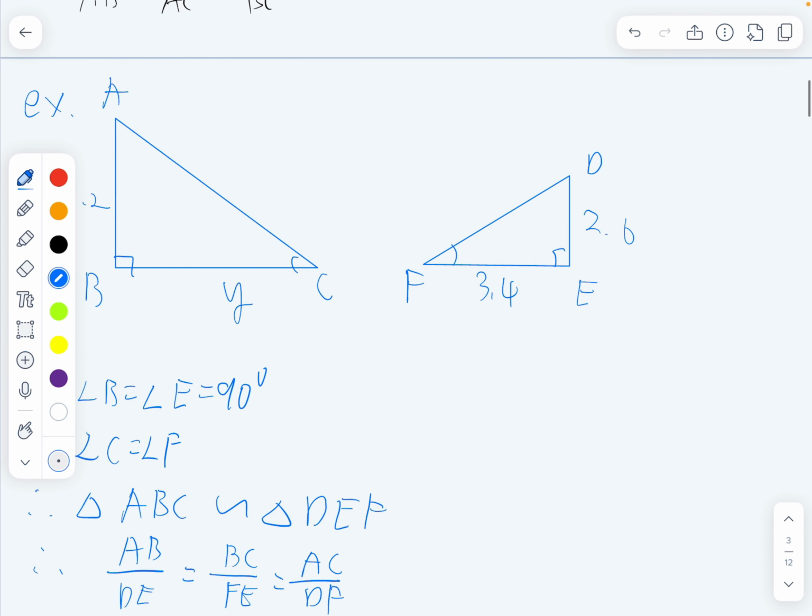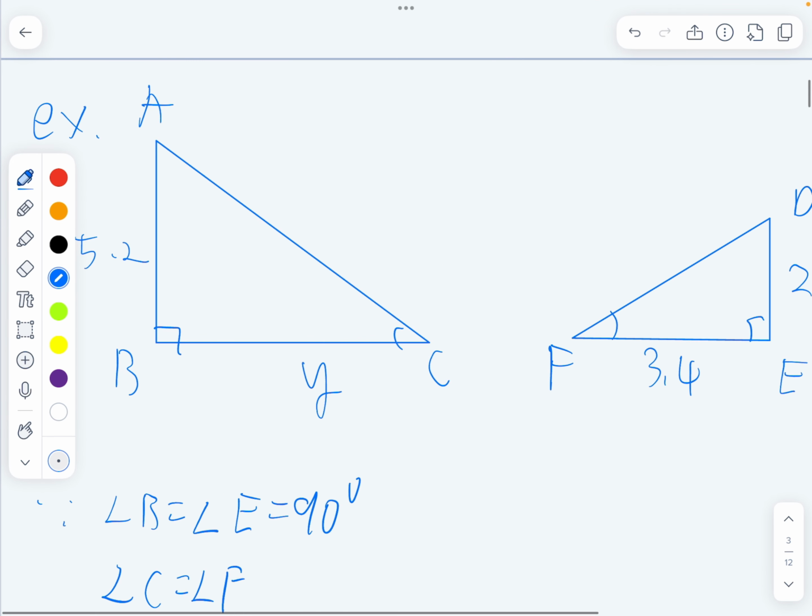Let's see the second type, called the right angle type. That means there are two right triangles, that means there are angles equal to 90 degrees.